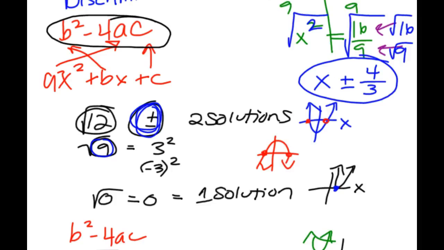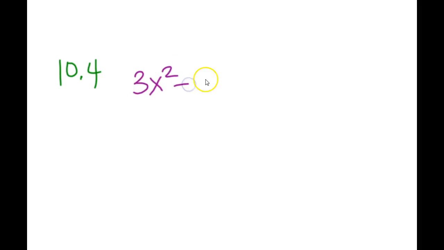A couple other things about 10.4. I'm going to give us more space down here. Feel free to pause this if I'm going too quickly here. On 10.4, we also solved some that were maybe a little bit more complex, like 3x squared minus 5 equal to 13, so we get a nice number here.